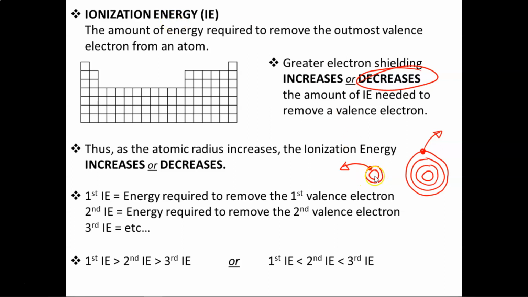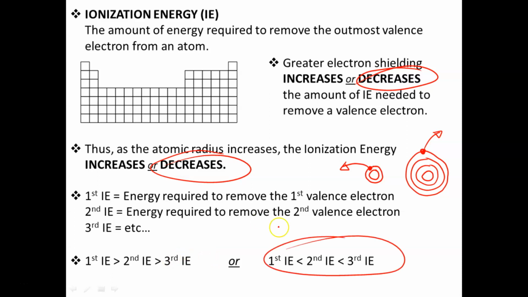Versus if you have very little electron shielding, the nucleus can now hold on to the electron very, very tightly, and then you're going to spend a lot more energy to try to rip that electron off, so you have an increased ionization energy. Thus, as the atomic radius increases, the ionization energy decreases. Now, first ionization energy is the energy required to remove the first valence electron, while second IE is energy required to remove the second valence electron, and so on and so forth. And so the more electrons you remove, the more difficult it is to remove subsequent electrons. So the third ionization energy is generally larger than the second, and this is generally larger than the first.